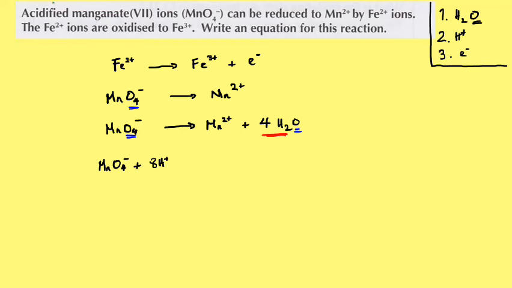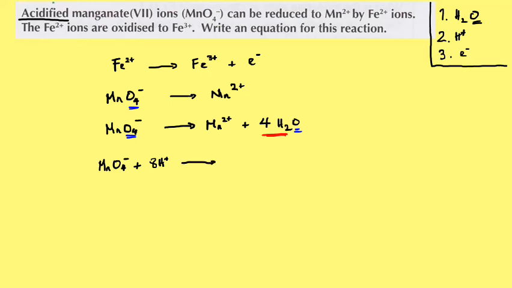8 hydrogen ions, which is what we add when we want to balance the hydrogens. And there is a tip in the question. If you look back at the question at the top here, it says acidified manganate ions, and whenever a question says that, that's a pretty good hint that there's going to be hydrogen ions in the question somewhere. So now we've added, let's go back to balancing our half equation here.